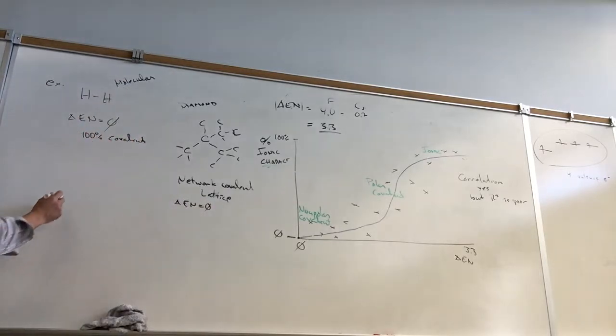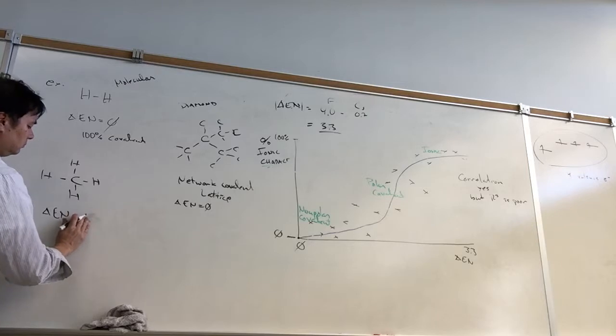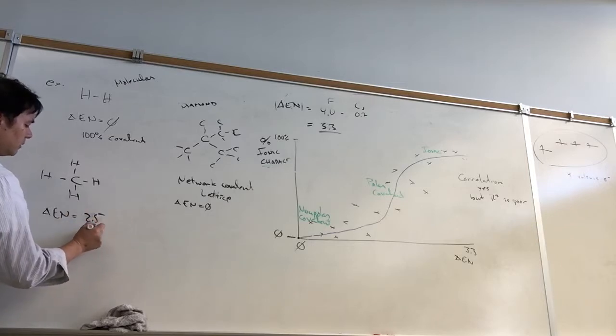But sometimes, if we look at something like carbon and hydrogen in methane, are these bonds non-polar covalent, or are these polar covalent, or are these ionic? Well, it depends on the delta EN here. And so we look at the delta EN. For carbon, it's 2.5.